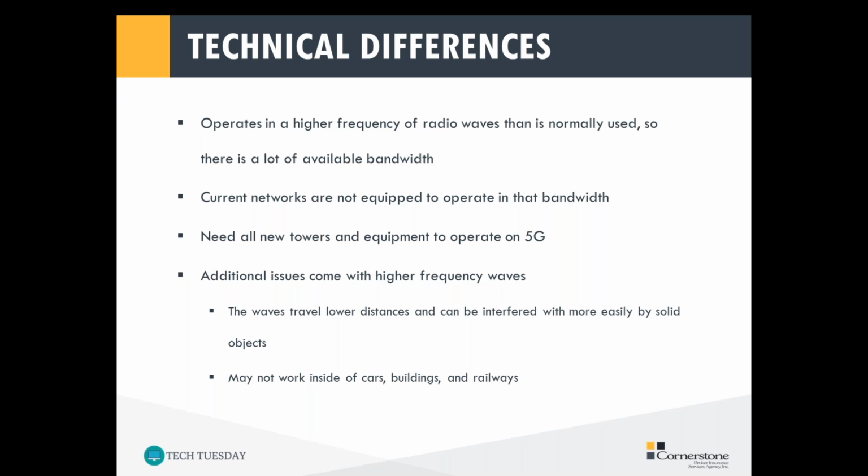What that means is there's a lot of available bandwidth because people haven't been using it. Currently, wireless carriers have to fight and license bandwidths. So because this operates in a higher frequency that isn't normally used, there's a lot available for carriers to buy. Current networks, however, are not equipped to operate within that bandwidth, which is why there's so much free.